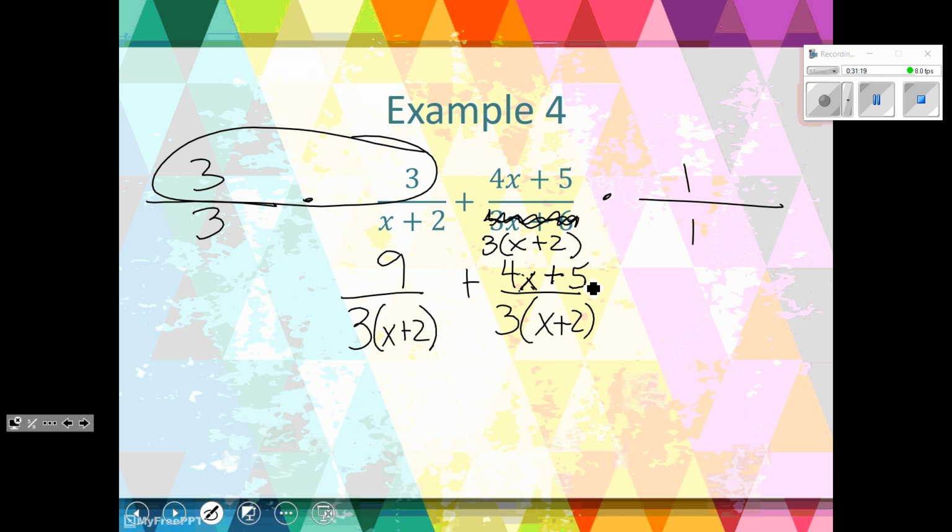Now, at this point in time, let me ask you a question. Can I simplify the 9 and the 3? I hear a yes, I hear a no. Why not? When do we simplify? At the end. I have not done my problem. Does that make sense? Don't try to simplify in the middle of your problem. It won't happen. So at this point in time, let's add what matches. What matches? What will I have? 9 and 5. So I'm going to have 4x plus 14. I'm going to add the 9 and the 5 and get 14 over 3 times x plus 2.